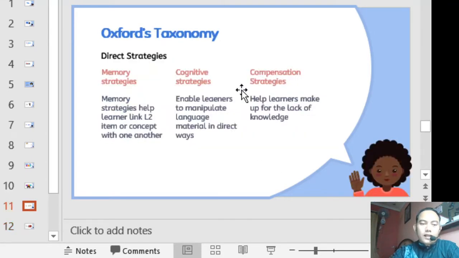The indirect LLS concern the management of the learning, which includes some activities such as needs assessments, activities planning and monitoring, and outcome evaluations. The indirect strategy is classified into metacognitive, affective, and social strategy.